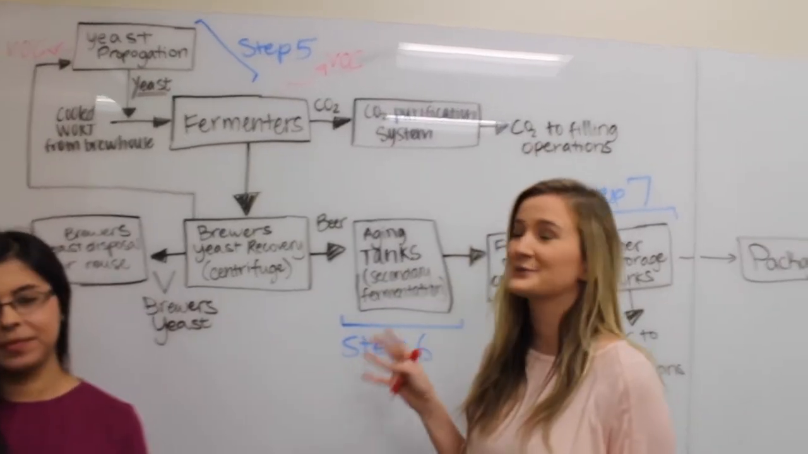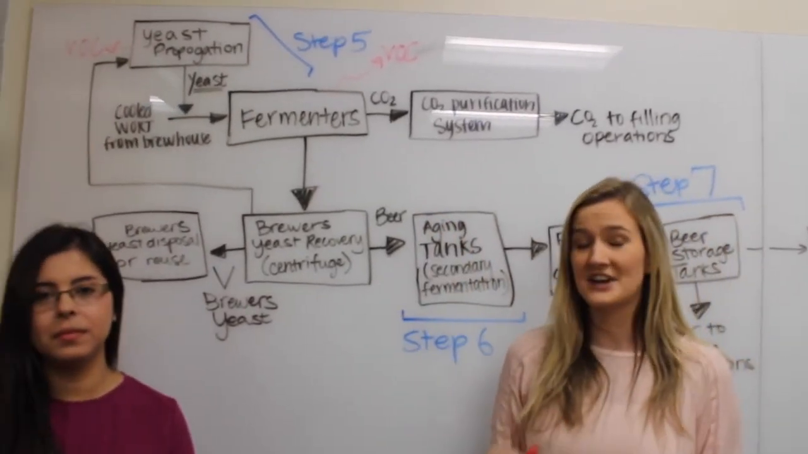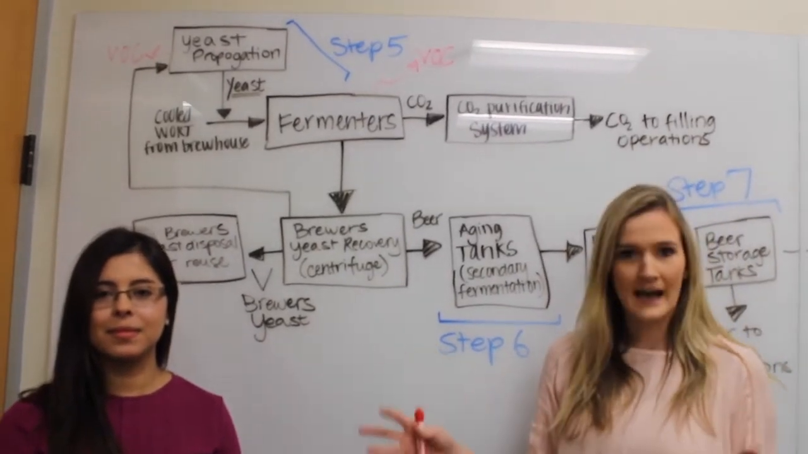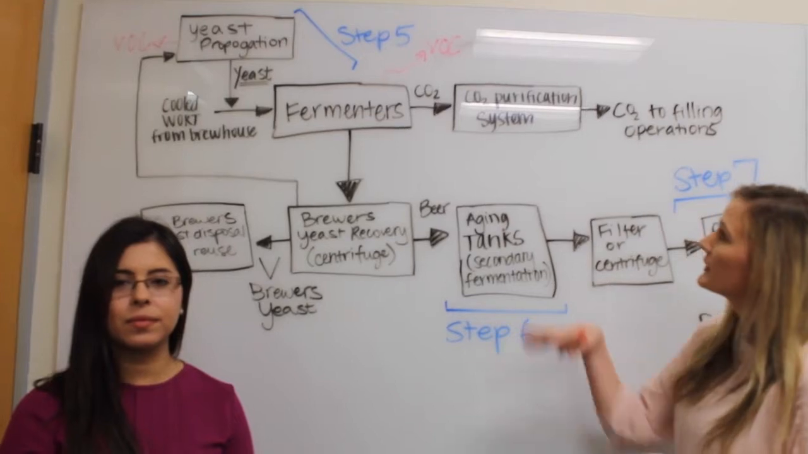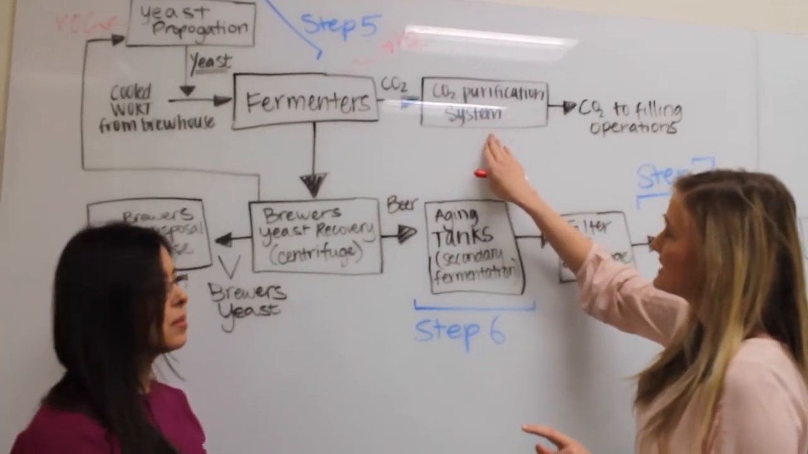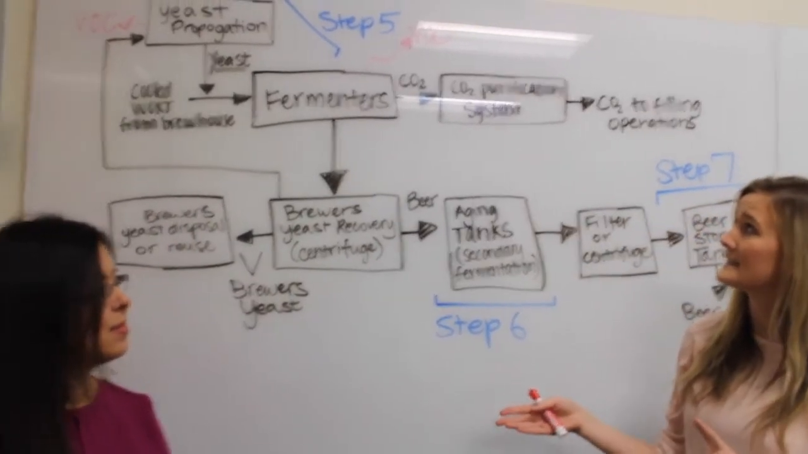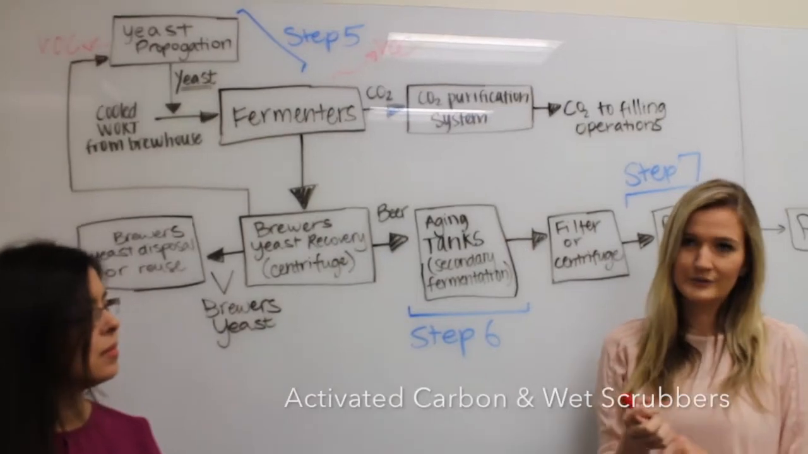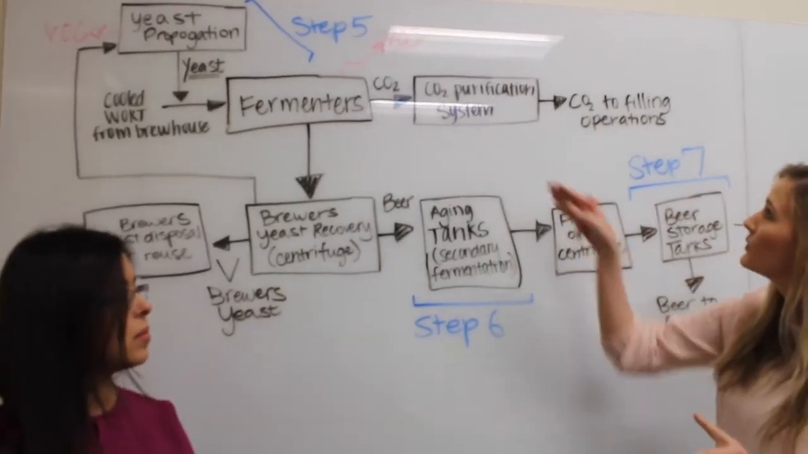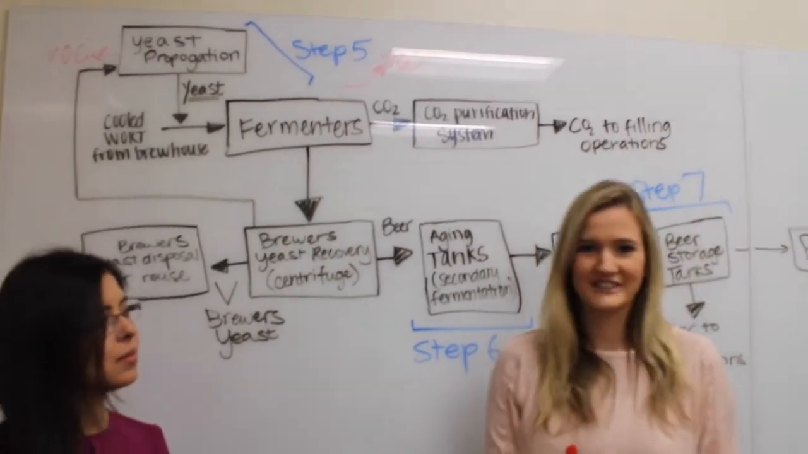So from the fermenters, one interesting fact is that CO2 is produced, but it is not considered an emission because the brewing process is able to capture it and reuse it. So here we see that CO2 is produced, but we use a CO2 purification system to capture that CO2. And mainly, we're going to see activated carbon being used or wet scrubbers to capture that CO2. And then once the CO2 has been captured, we reuse it in the filling operations.